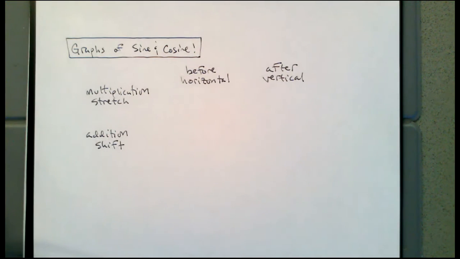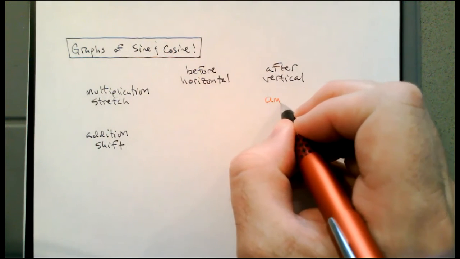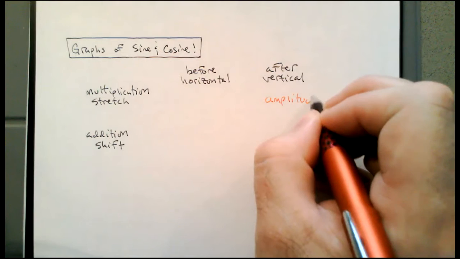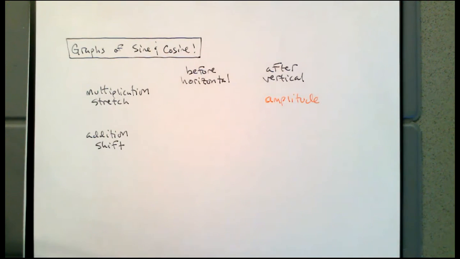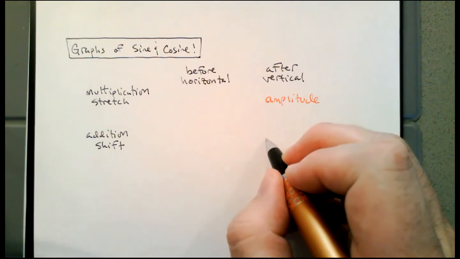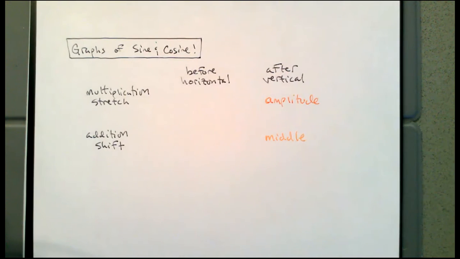So multiplication after the trig function will change the amplitude. Addition after the trig function will change the middle. The middle shifts up and down. The amplitude is a stretch of the function.